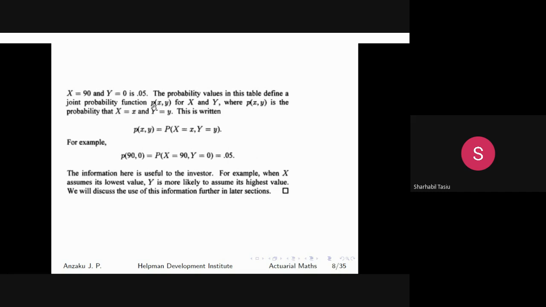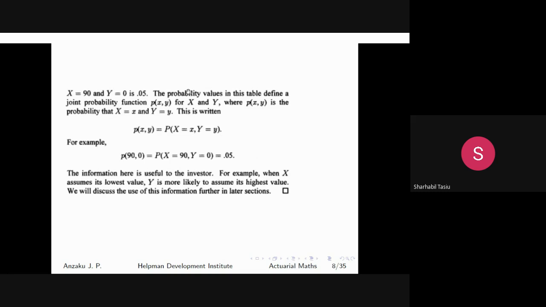So here now, remember when we're talking about a discrete random variable, we're looking at P of capital letter X equals small letter x. Remember? But here we're looking at the probability of capital letter X equals small letter x, comma, capital letter Y equals small letter y.